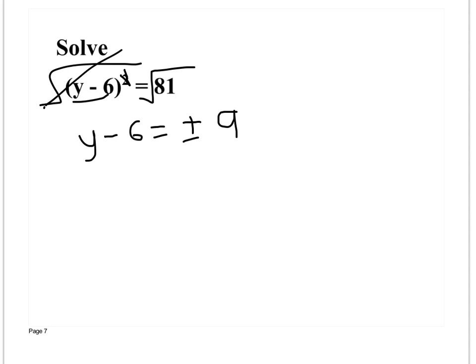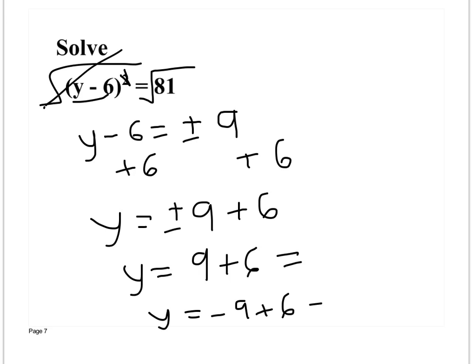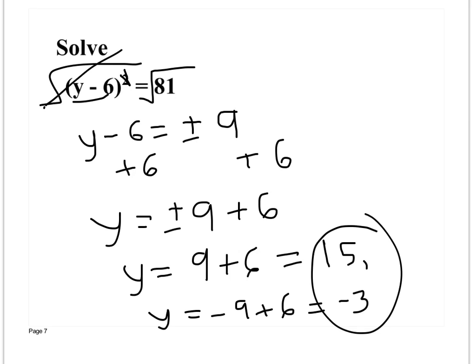So what I do is I add 6. I try and get y by itself. So I've got y equals positive or negative 9 plus 6. I need to solve both of those. So I do y equals 9 plus 6, and I do y equals negative 9 plus 6. Here it's 15. Here it's negative 3. There's my two answers, 15 and negative 3. They make this a true statement.